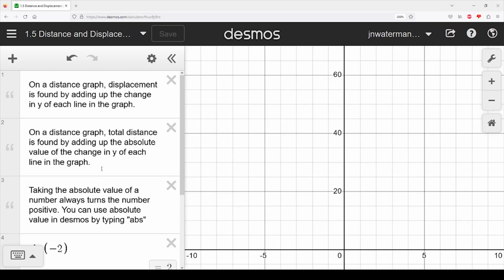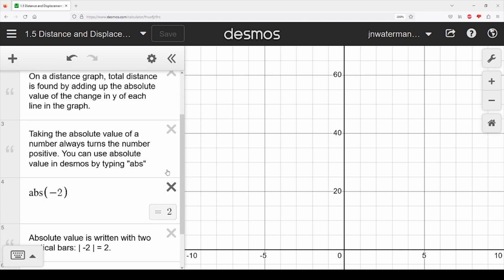Because we're just adding and subtracting numbers for this lesson, the Desmos file just has the exact same notes that you want to remember for the difference between displacement and total distance here. If you do want to use the Desmos file to take absolute values, you can do so by typing ABS and then putting the number you want to have the absolute value of in parentheses. It's just always going to turn it positive though, so I don't know. It's up to you if you really want to use it.